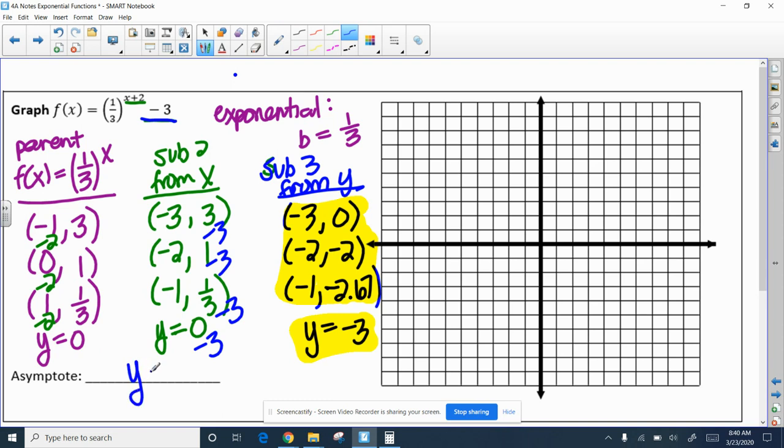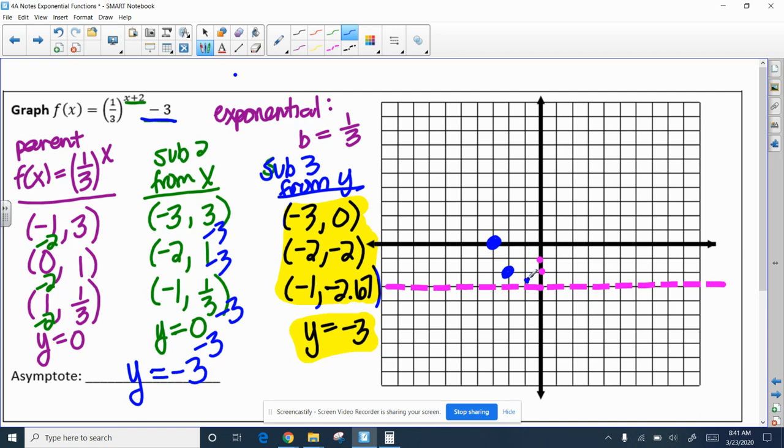All right, so let's graph those. So y equals -3. Remember, that's a horizontal line. That's going to be crossing the y-axis at -3. So here's -3 on the y-axis, and I'm drawing that in as a horizontal line. So remember, exponential functions have horizontal asymptotes. Okay. Then let's plot these points. So -3, 0 is right here. -2, -2 is here. And then -1, -2.67 is a little bit more than the -2, so like right about here.